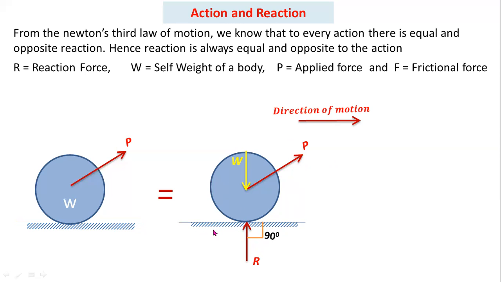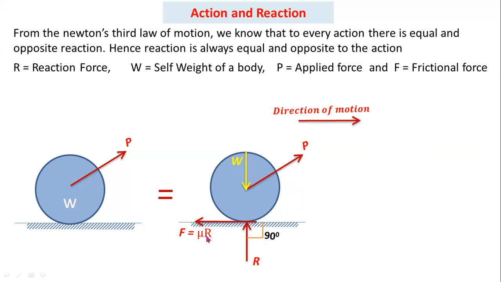Frictional force always acts at the point of contact. So you have to consider a frictional force at the point of contact like this, and this frictional force always acts opposite to the direction of motion. Here the right side direction is the direction of motion, so you have to consider the opposite direction for the frictional force. Here F is the frictional force.